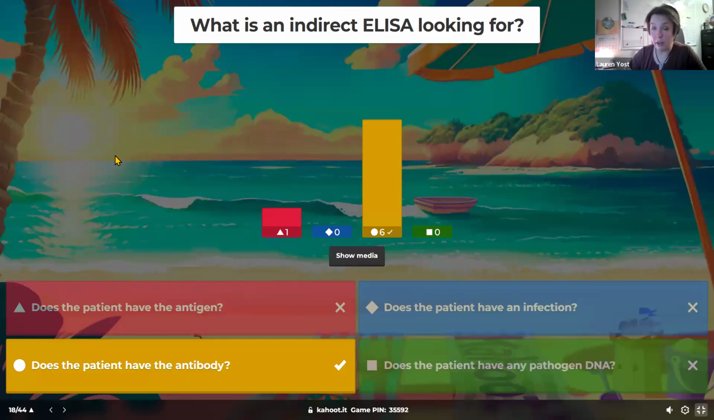And they're all either indirect or direct. Again, it doesn't just apply to ELISA. It applies to immunofluorescence. It applies to Western blots. It applies to a lot of things. So antigen or antibody, if you're looking for the antibody, that's an indirect way of seeing if this person has come into contact with the disease. But if you're looking for the antigen, that's directly looking for the disease.